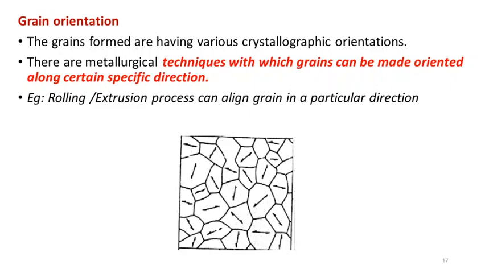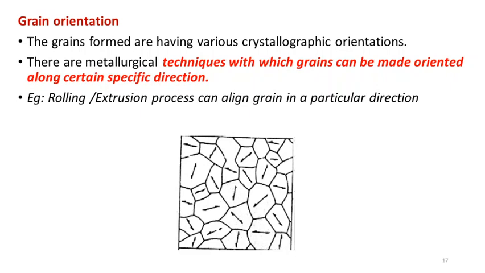Next we will discuss the orientation of these grains. Polycrystalline materials, we know, are composed of a large number of grains. Each grain has atoms packed in one particular direction. So when we move from one grain to another, the orientation of the atoms is disturbed, which means there is a misorientation between the grains at the atomic scale.